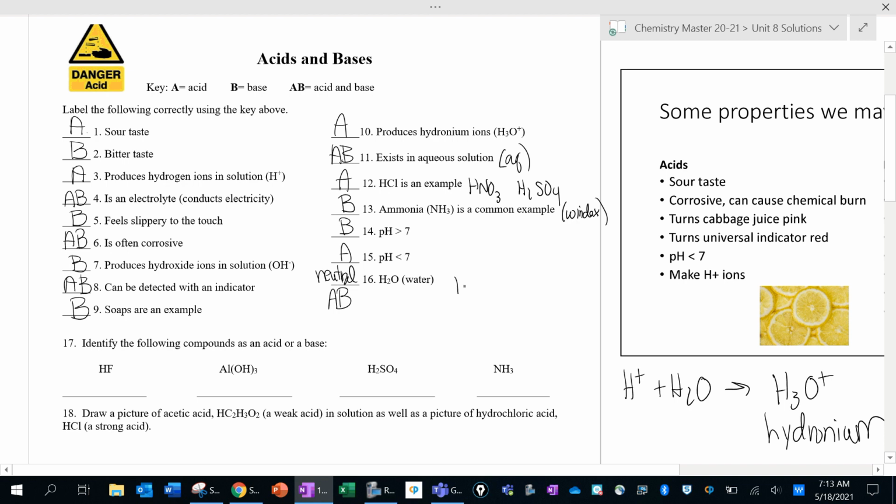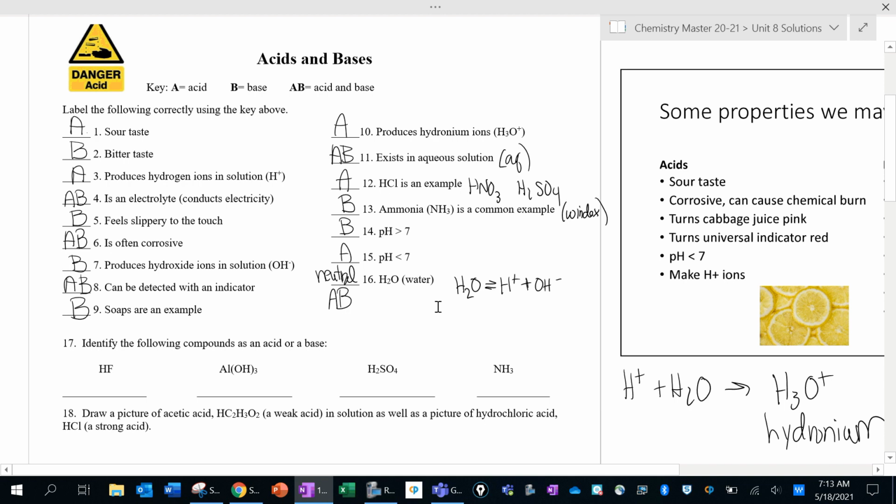So what happens with water, actually, as a little aside here, is that a little bit of the water in your glass of water that you're drinking will actually break apart and form hydrogen and hydroxide ions. So it is kind of equally acidic and basic, which is what makes water neutral. When it breaks apart, it makes an equal amount of hydrogen and hydroxide ions. So that's a fun FYI there.